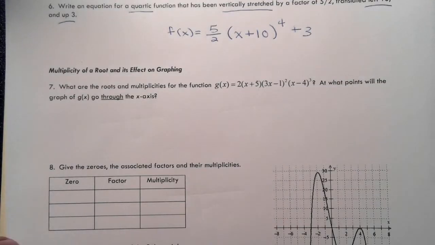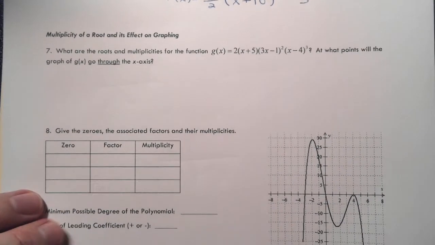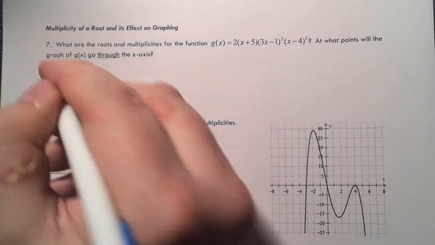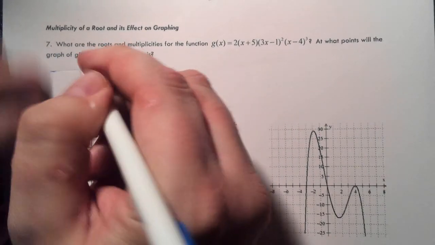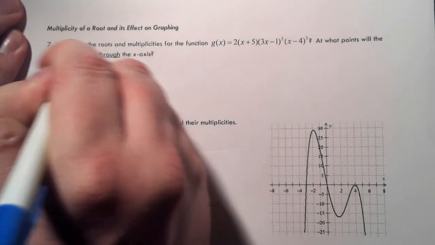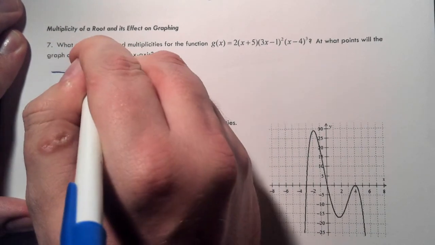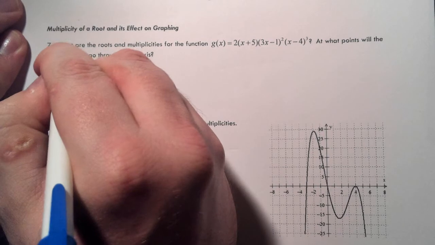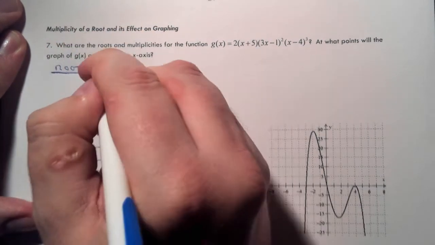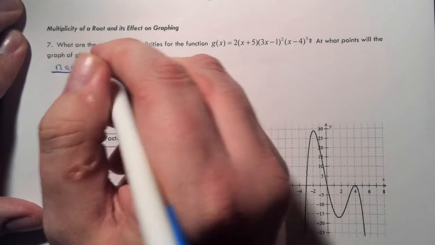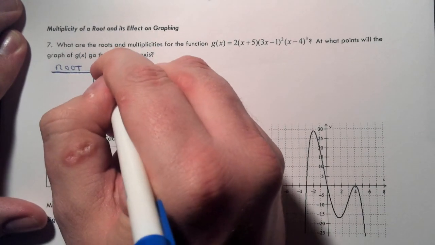Let's see what we're being asked right now. What are the roots and multiplicities for this function? I'm going to make a little table, if my pen is going to cooperate. There we go. Now remember, root, 0, solution all mean about the same thing as x-intercept. Little differences of context.